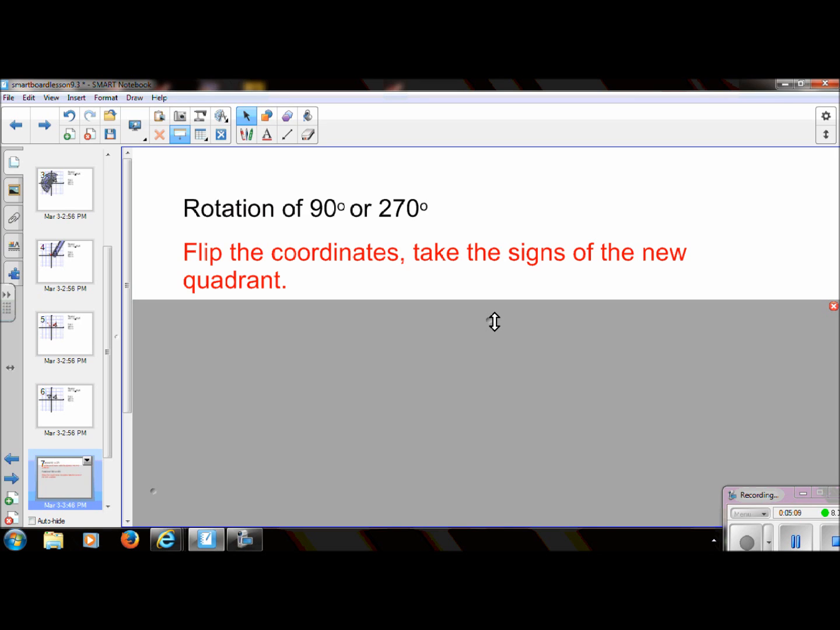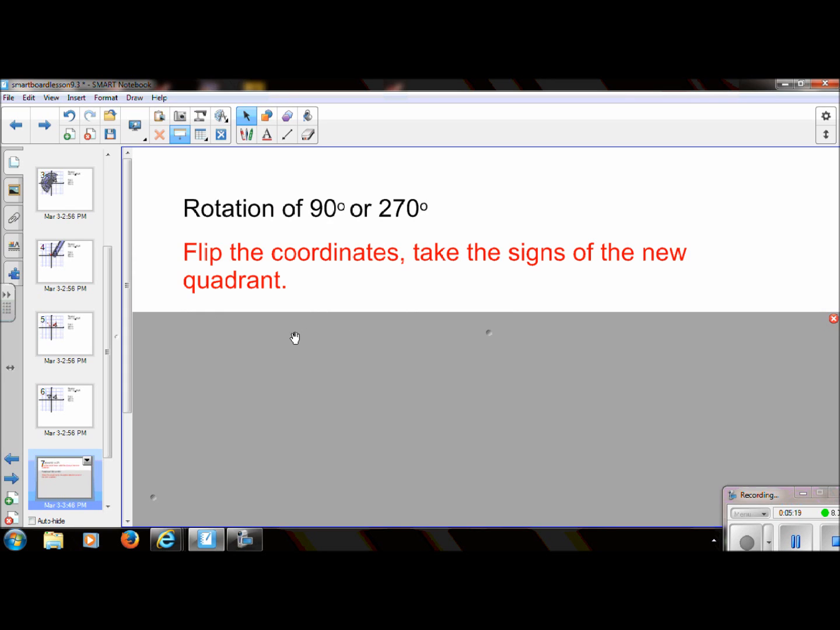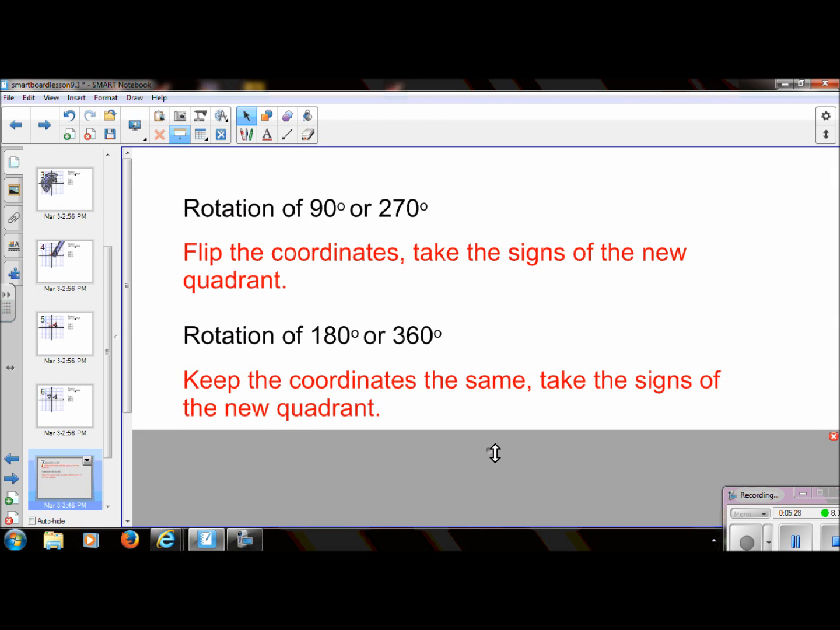So the first little trick to help you is, if you're doing a rotation of 90 degrees or 270 degrees, flip the coordinates, so change the x and the y, change their places, and take the signs of the new quadrant. And if it is a rotation of 180 degrees or 360 degrees, keep the coordinates the same and take the signs of the new quadrant.